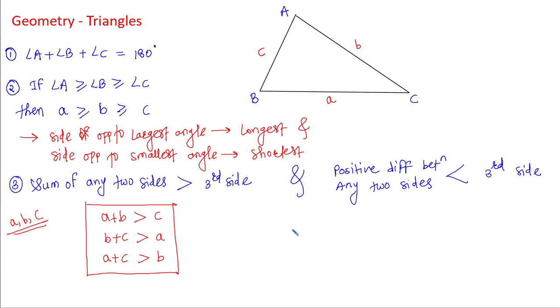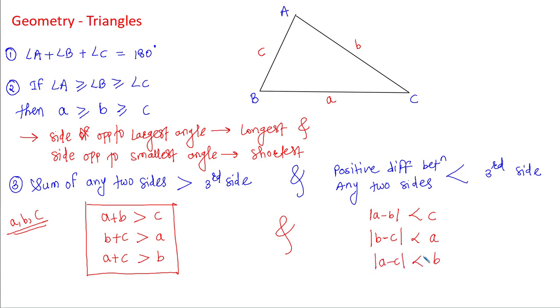And along with this, the positive difference between any two sides is always less than the third side. What do we mean by positive difference? To get the positive difference, we need to subtract the smaller number from the larger number. For that let's use the modulus sign. So mod of a minus b, the positive difference between a and b, has to be less than the third side c. Mod of b minus c has to be less than a, and mod of a minus c should be less than b.